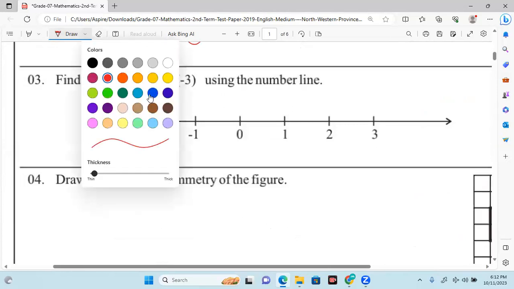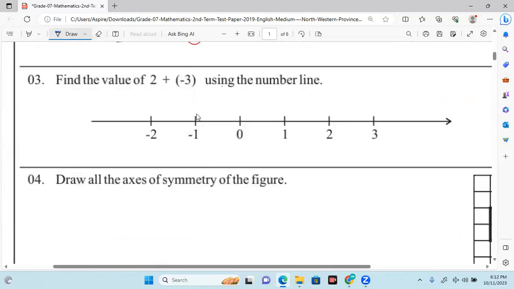Third one is based on addition of directed numbers. Okay, take a look here, +2. That means you have to start from the 0 and move to the 2. Then show that you are moving to 2. Next, you have to add to which side? You have to add to the negative side.